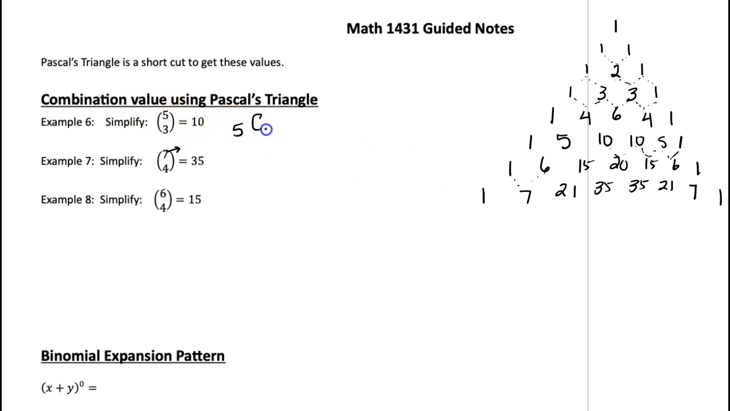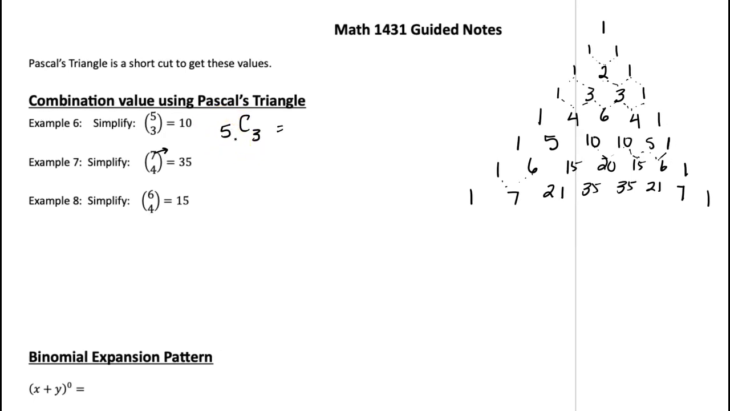Finding 5 combination 3, I would go to row 5 of my Pascal's triangle. Now, something that's important to remember is when you're looking at Pascal's triangle, you always start counting with a 0. So this is row 0. And then we would have row 1, row 2, row 3. Something that helps me remember what row I'm in is when I'm in row 2, the second digit is a 2. When I'm in row 3, that second digit is a 3. Also, reading across, you're going to count starting with a 0.